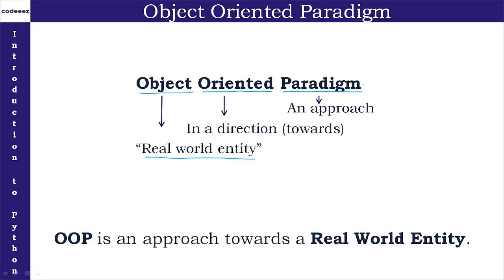Now, combining all these three terms, object oriented paradigm, what meaning we get is, simply read it out in reverse order. That is, it is an approach towards a real world entity, right? So what is an object oriented paradigm? It is an approach towards a real world entity. Now using this approach, we were able to solve the problem in procedural oriented programming.